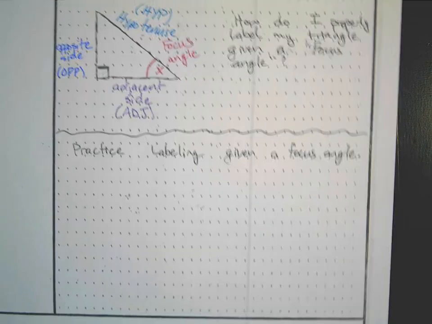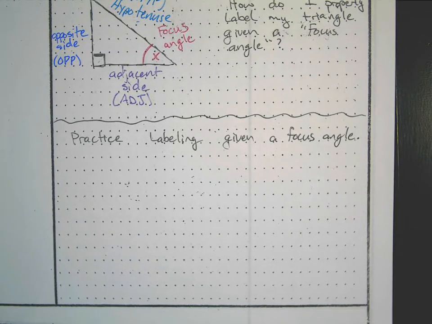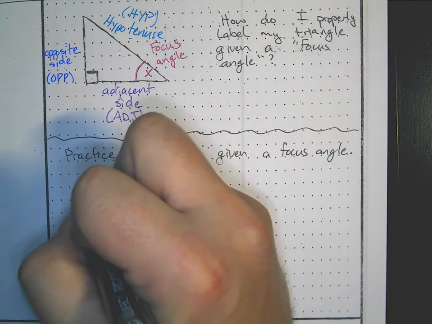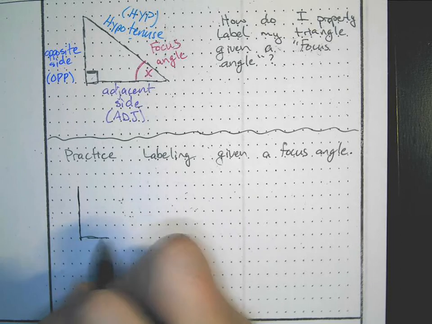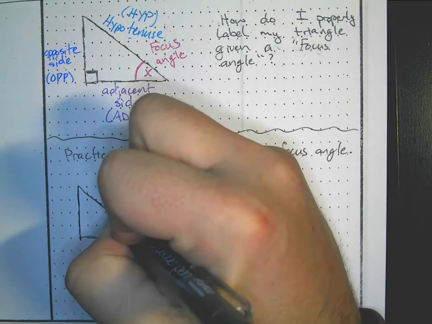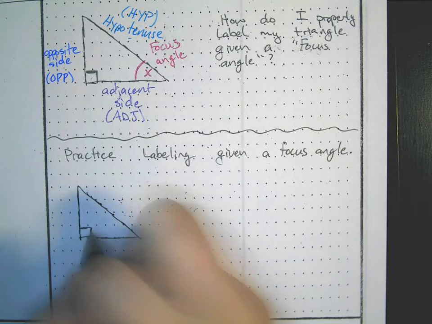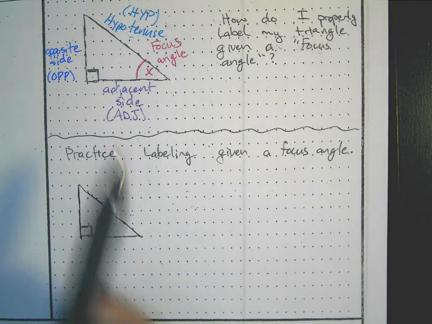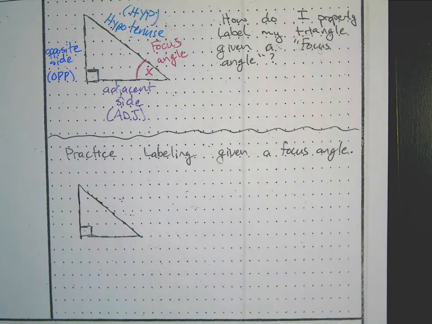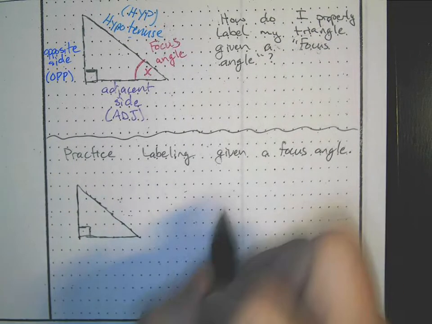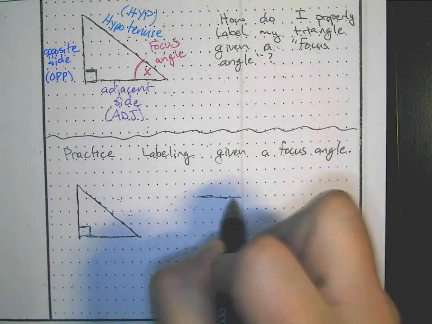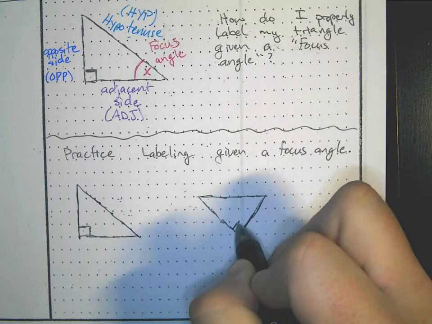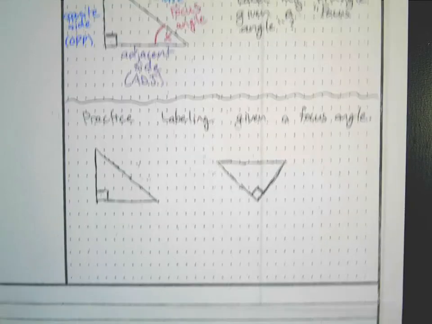So we're going to practice labeling given a focus angle. We'll be given the focus angle, and then we have to label the triangle correctly. So first, I'm just going to draw a few different triangles. I haven't even written my focus angle in yet. I've only put in the right angle. I haven't decided where my focus angle is going to be. It's going to be one of these two. So I'm just drawing a couple different triangles.